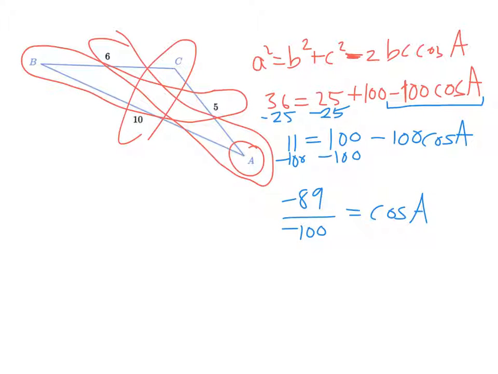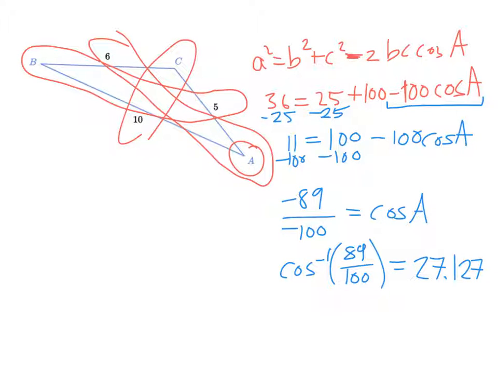I also know to get that angle, I've got to do inverse cosine of negative 89 over 100, which is the same as positive 89 over 100, which is the same as 0.89. So whatever you choose to do to type that in, you're good. We've got 27.127. That is our angle.